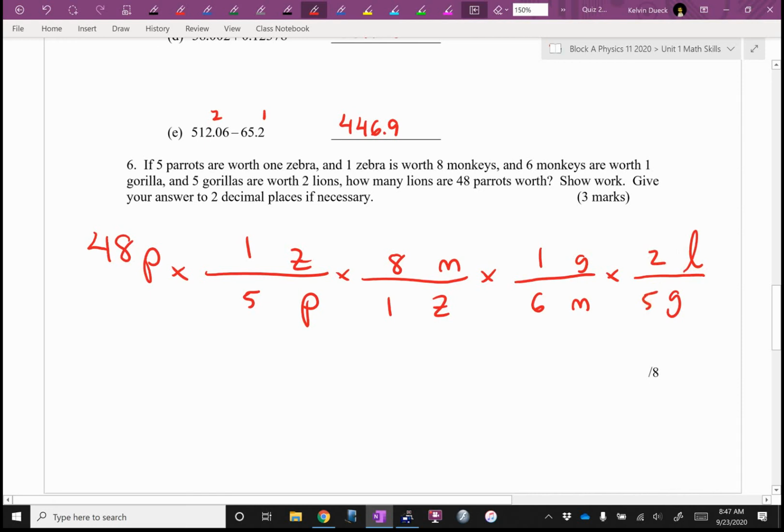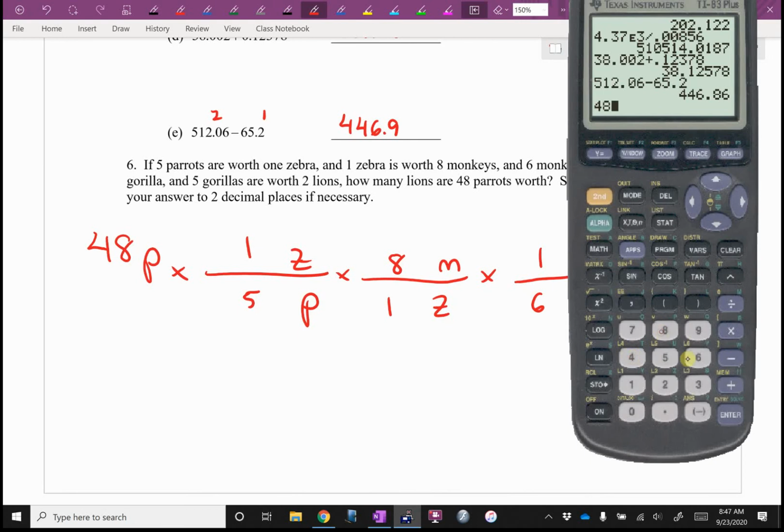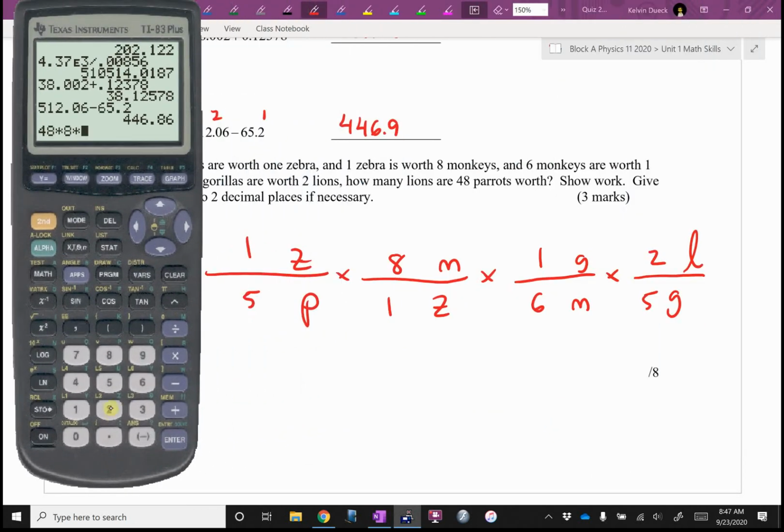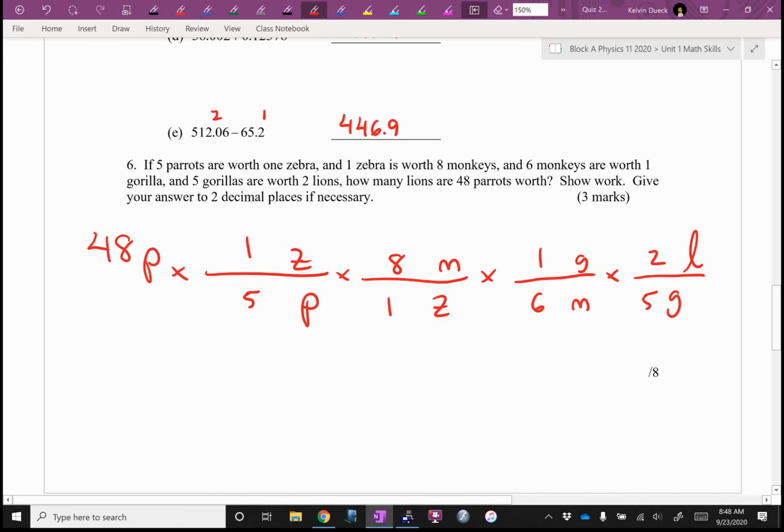Multiply by everything on the top, divide by everything on the bottom. So 48 times 8 times 2, divided by 5, divided by 6, divided by 5. I just did the whole top in a row and then divided. I could have used brackets and stuff as well, but you know what? Times by the top, divide by the bottom. I could have put the top in brackets and the bottom in brackets, but I'm lazy. Do you get 5.12? Which doesn't make much sense, because how can you have 0.12 of a lion, but whatever.